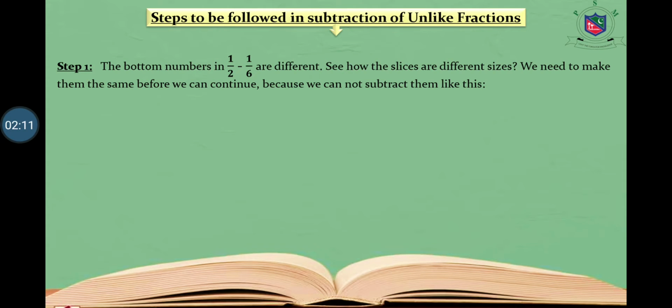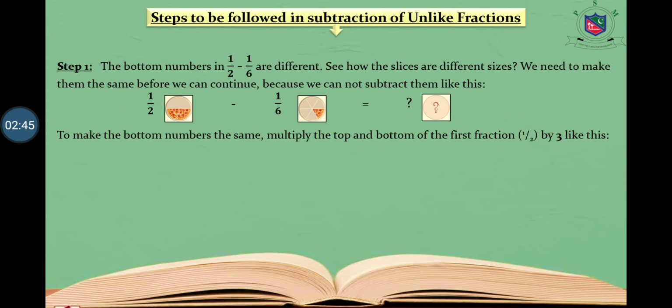According to the first step, the bottom numbers, meaning the denominators, in 1 upon 2 minus 1 upon 6 are different. In the visual form, you can see how the slices are of different sizes. We need to make them the same before we can continue because we cannot subtract them like this.